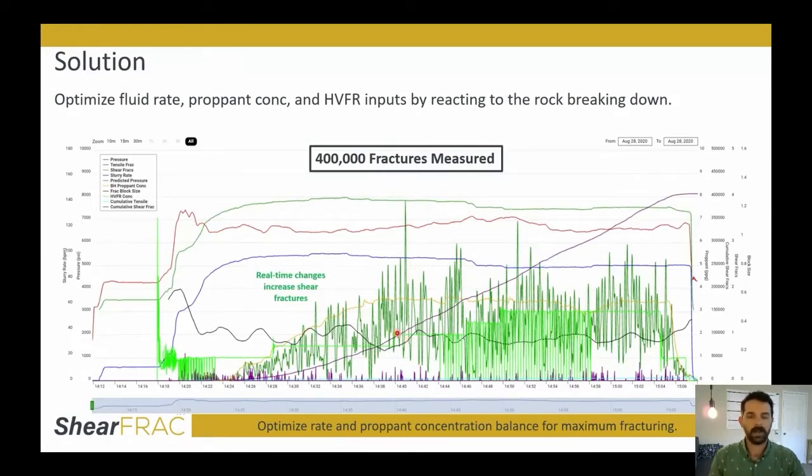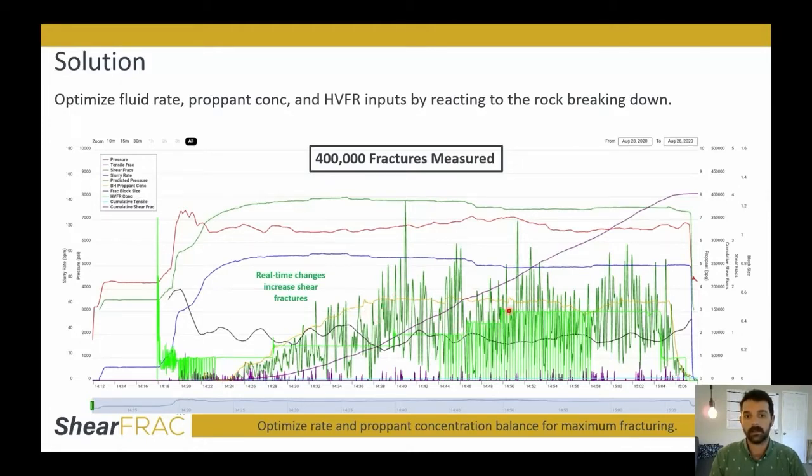And finally here, a little bit later on, here's an optimized stage in this particular well. So we learned that we could ramp up a little quicker, and actually rate drops helped us, especially when the pressure was climbing like this. So you can see that every rate drop, the block size goes down. That means we're increasing that fracture density, and the number of shear fractures created per second increases. And so that's everything we're trying to do here.